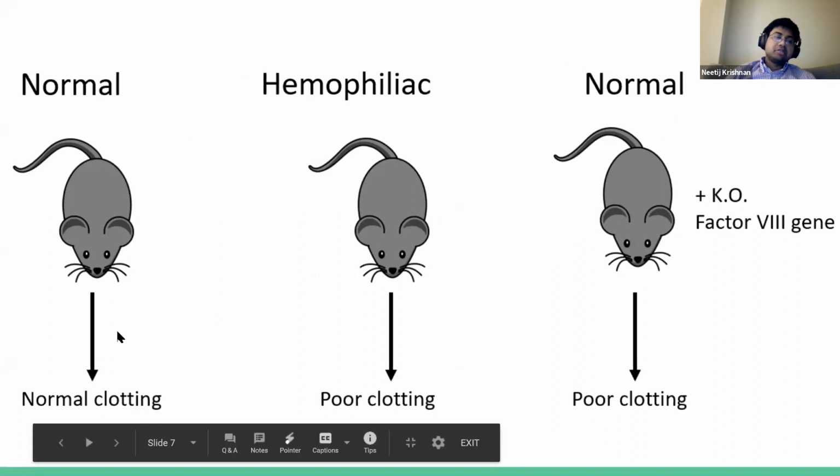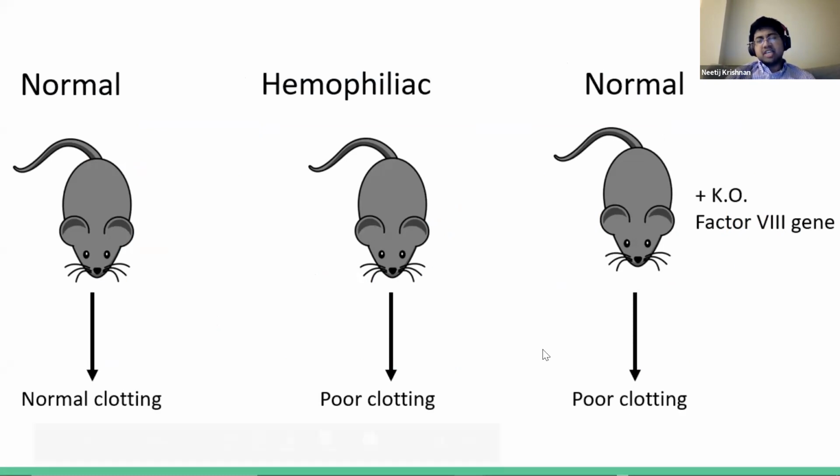So a normal mouse, normal clotting; hemophiliac mouse, poor clotting. A normal mouse where the only thing we change is knocking out or messing with the factor VIII gene, if that shows poor clotting, which it would, that would mean that the factor VIII protein, which is the gene product of the factor VIII gene, is important, and that missing that or having a defect in that can cause hemophilia.